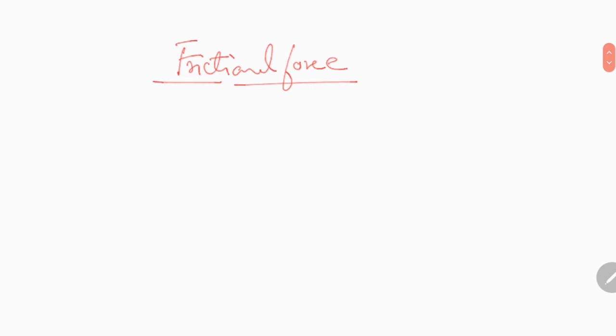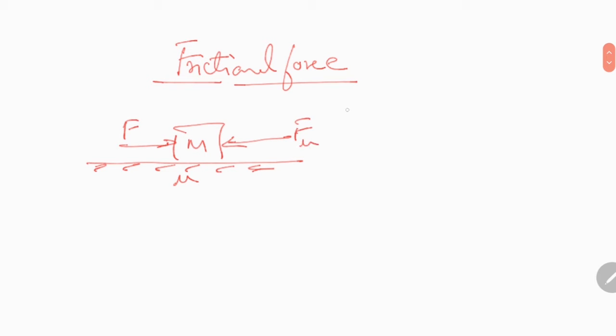Continuing with our last class on friction, we understood what mu is. If this was a body of mass m, and this was a force, we found that the maximum frictional force F mu max would be equal to mu n, where n is the normal reaction, and this is the weight acting downwards. So this is what we learnt in the last session.